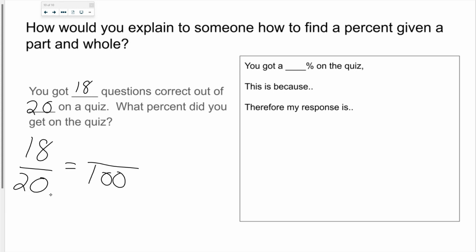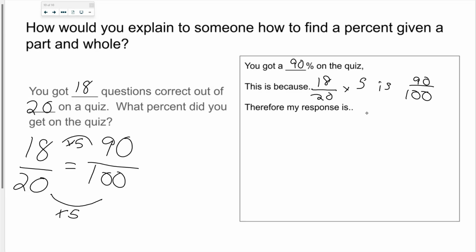First we need to figure out how to go from 20 to 100. That is correct, we multiply by 5. So if we multiply the bottom by 5, we need to multiply the top by 5. 18 times 5 gives us 90. So we got a 90% on the quiz. This is because 18 out of 20 times 5 is 90 out of 100. Therefore, my response is 90%. Again, because when we're looking for a percent, we want a number out of 100.